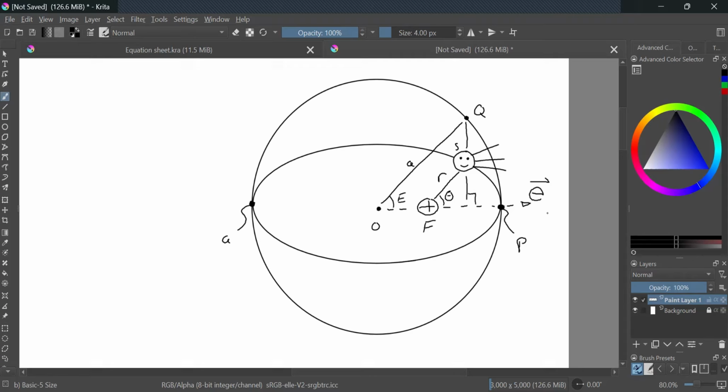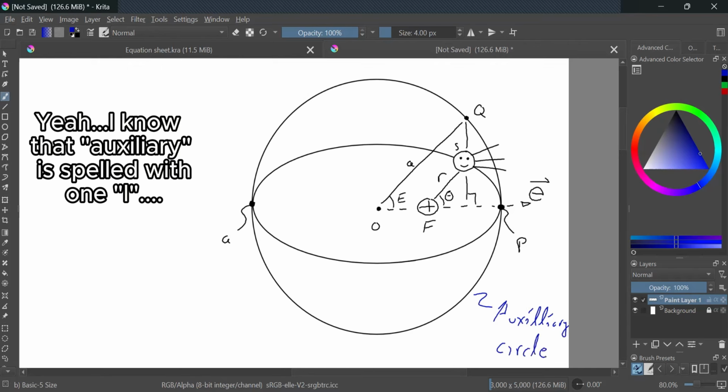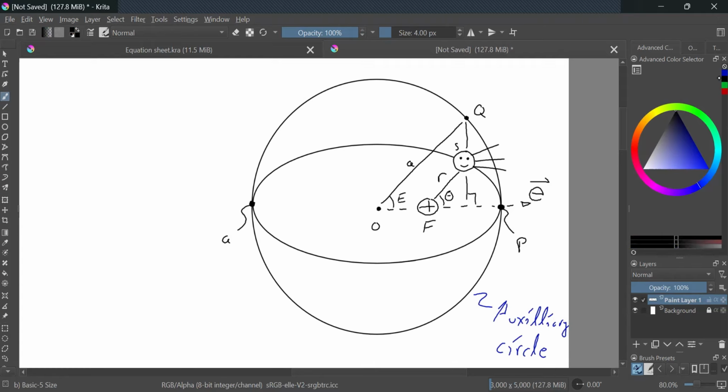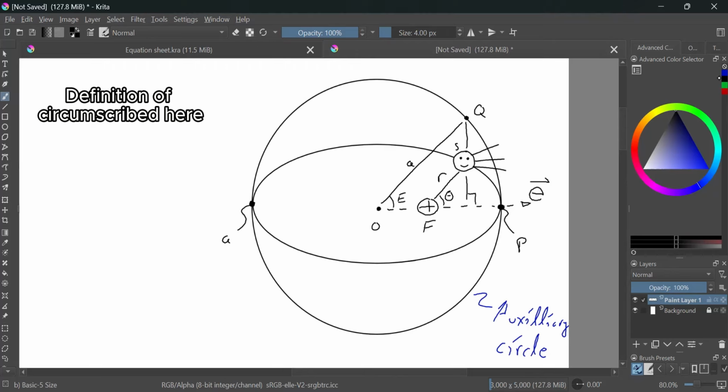What we are not familiar with is what this circle is. This is called an auxiliary circle. This is basically a circle that is, oh, I forgot the term for it. I think it's circumscribed around our orbit. So it touches the periapsis and the apoapsis.